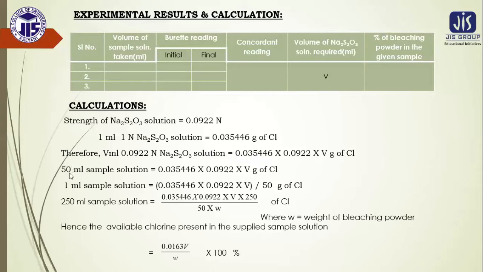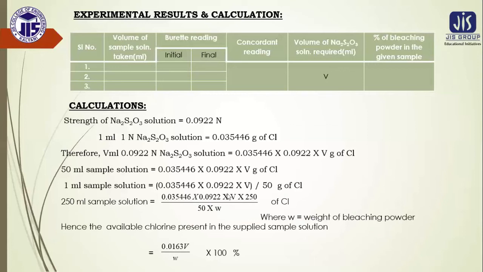Okay. And we are taking 50 ml of sample solution. So 50 ml of sample solution is equal to this much gram of chlorine. Now, again by the unitary method, 1 ml of sample solution is this much, and 250 ml of sample solution is this one. Now W is the weight of bleaching powder.